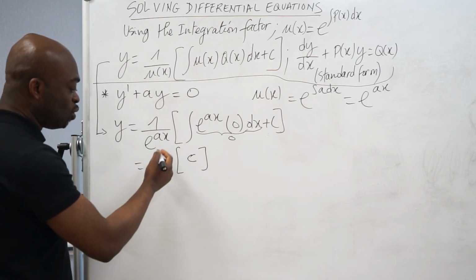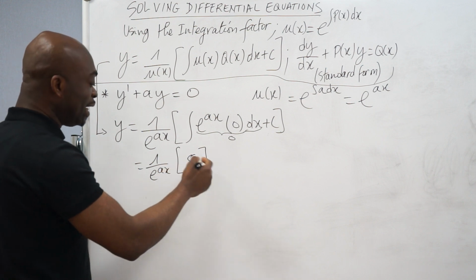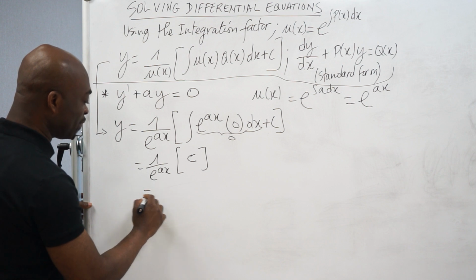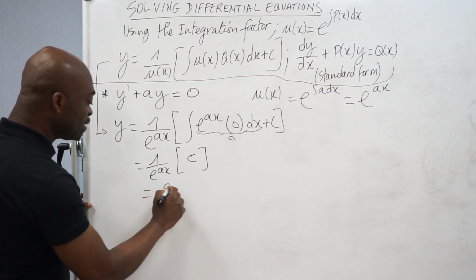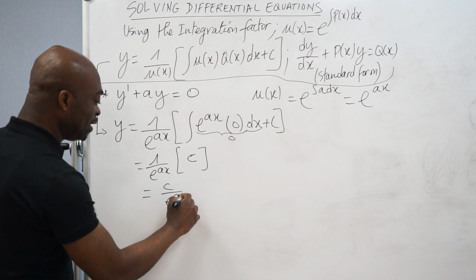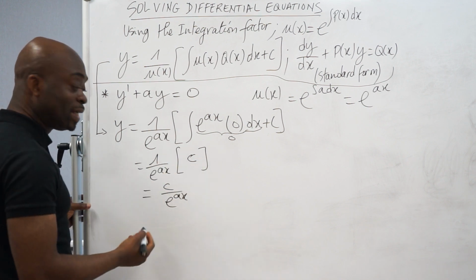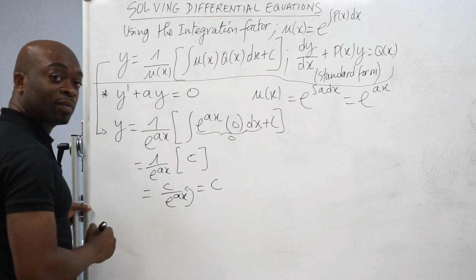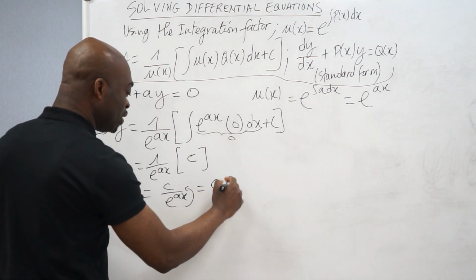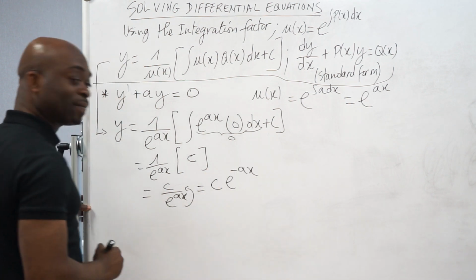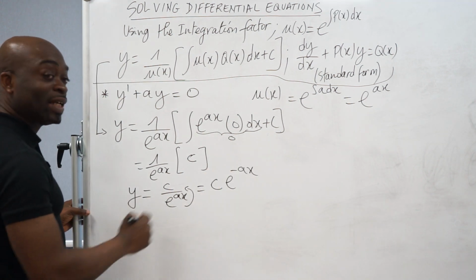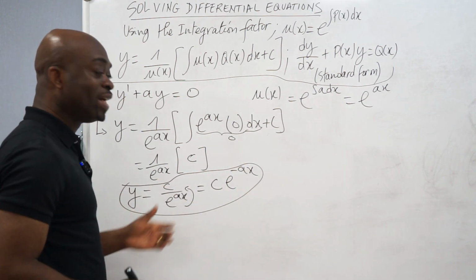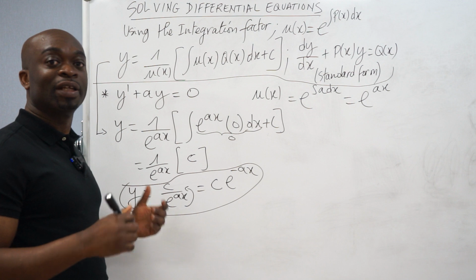Now we can multiply, so 1 times exponential ax times c. It's going to give us c over exponential ax, because 1 times c is c, which is just the same thing as if we move this one up, we end up with c times exponential negative ax. So that means y is equal to c times exponential negative ax.